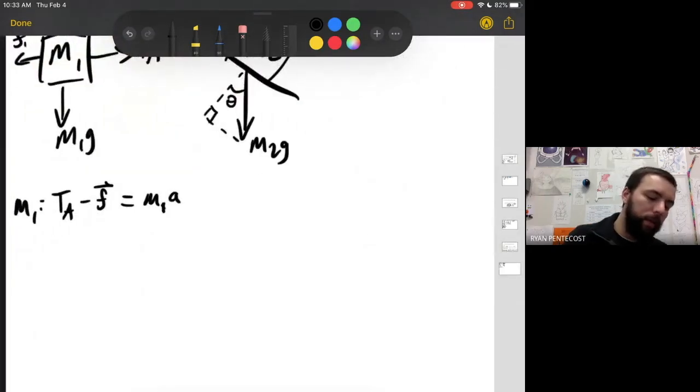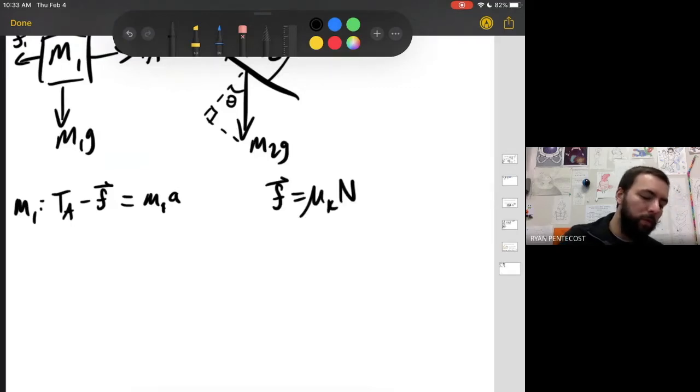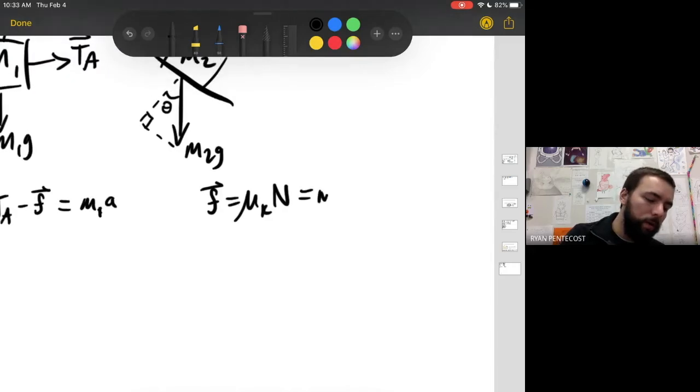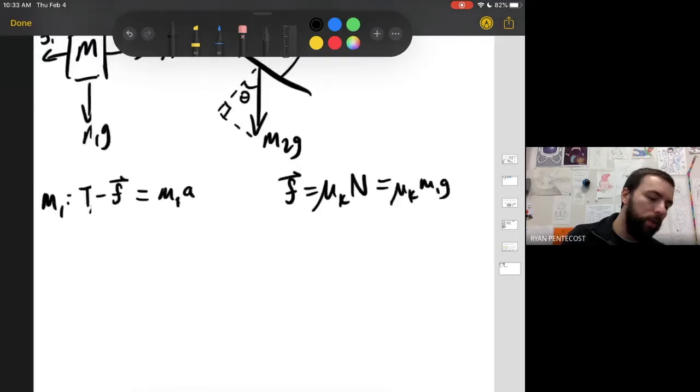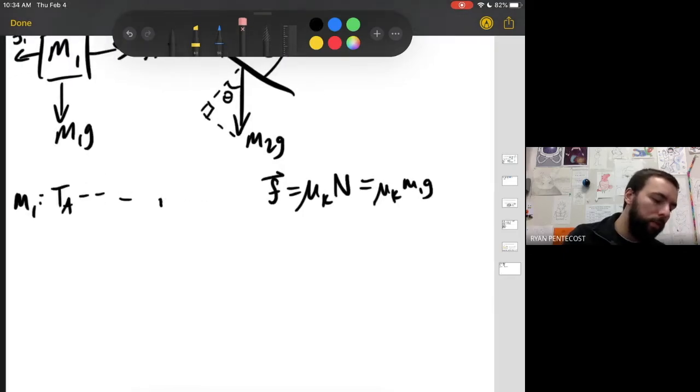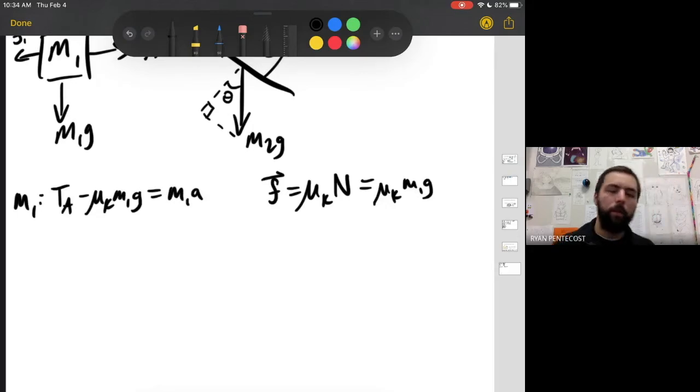Now, I'm going to get rid of that friction, because that's not really proper. You've got mu k times normal. Normal for M1 is M1G. So you've got mu k times M1G. So I'm going to put that in for our friction. So you've got tension A minus mu k M1G equals M1A. And that's going to be the start of our stack and rack.